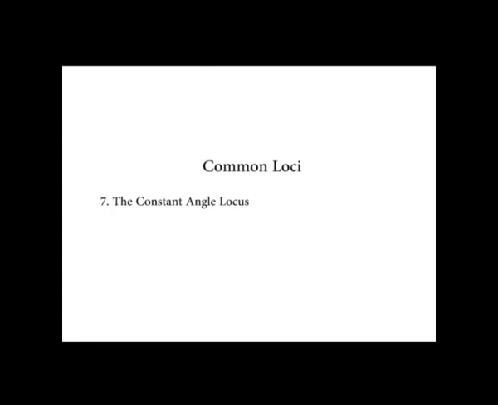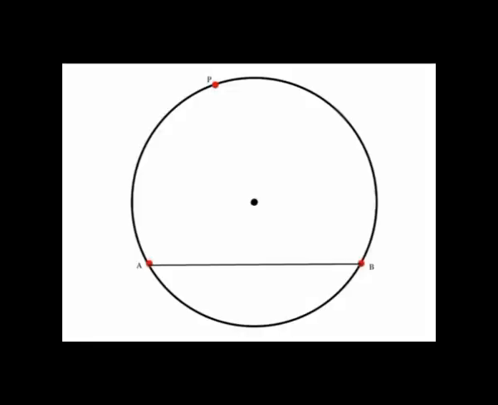The constant angle locus. Again, we know that a chord of a circle subtends equal angles at the circumference in the same segment. AB is a chord and P is a point on the circumference of a circle. As point P moves along the circumference, the angle APB remains constant. The locus of point P is the arc APB of the circle.